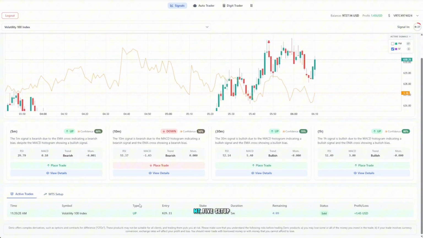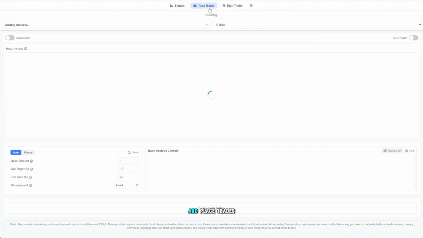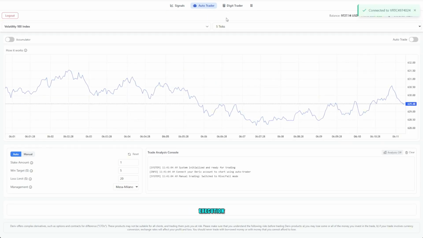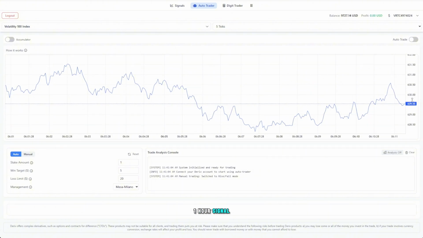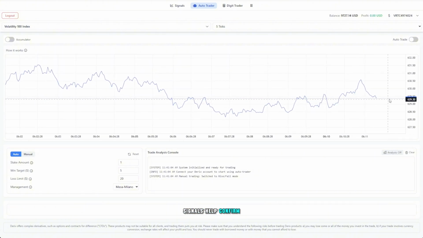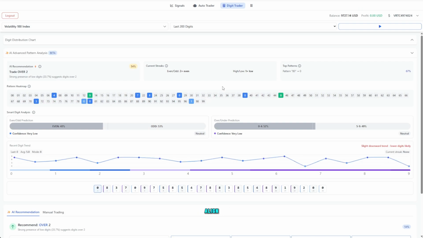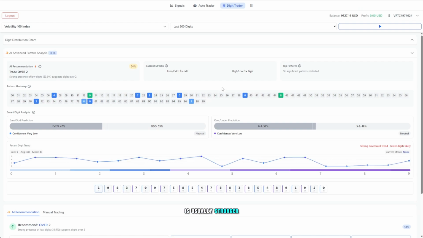Next, open the MT5 Setup section. This guide explains how to trade using MetaTrader 5. You'll learn how to create an MT5 account, log in, locate volatility indices, and place trades. This is useful for traders who prefer MT5 execution. Now check the 1-hour signal. Higher timeframe signals help confirm the overall market trend. When higher and lower timeframes align, the trade setup is usually stronger.